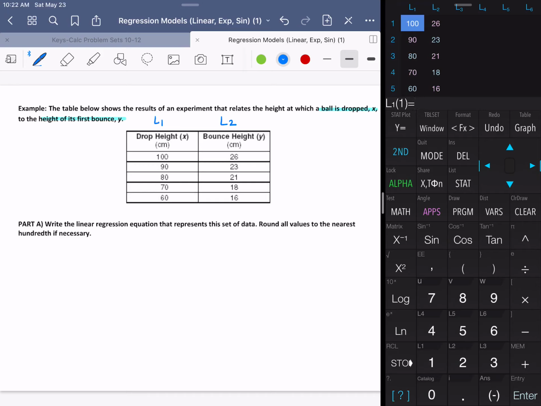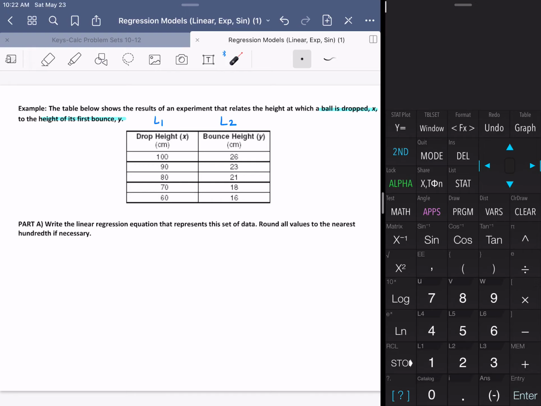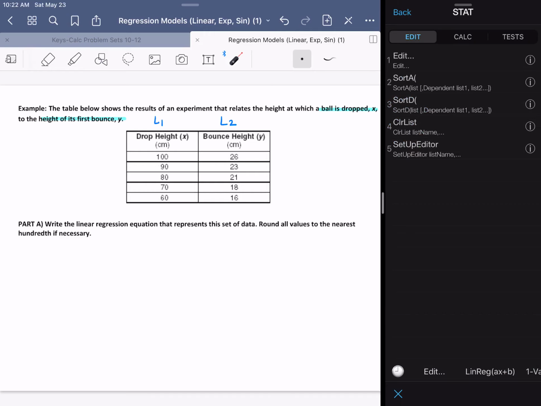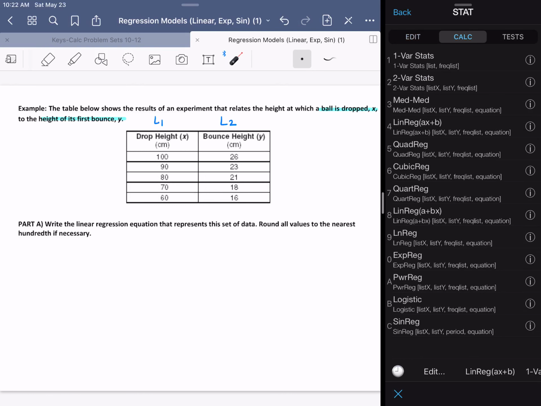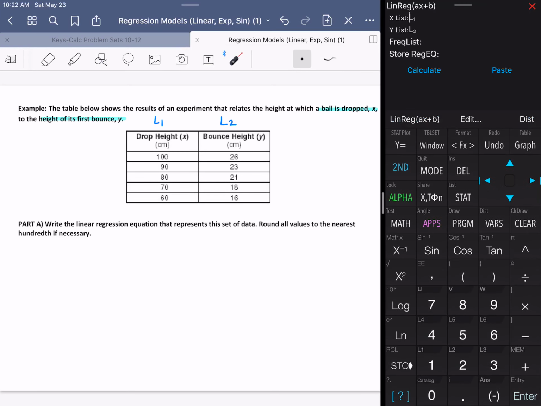Okay, so now let's read the question. Part A is saying, write a linear regression equation. That's the same thing as asking you to find the line of best fit. So the way that we do that is we have to hit first, second, quit. We clear everything out. And then we're going to go back to stat. But this time we're going to go over to calc. And instead of that one var stats that you normally use, we're going to go down to choice 4, linear regression.